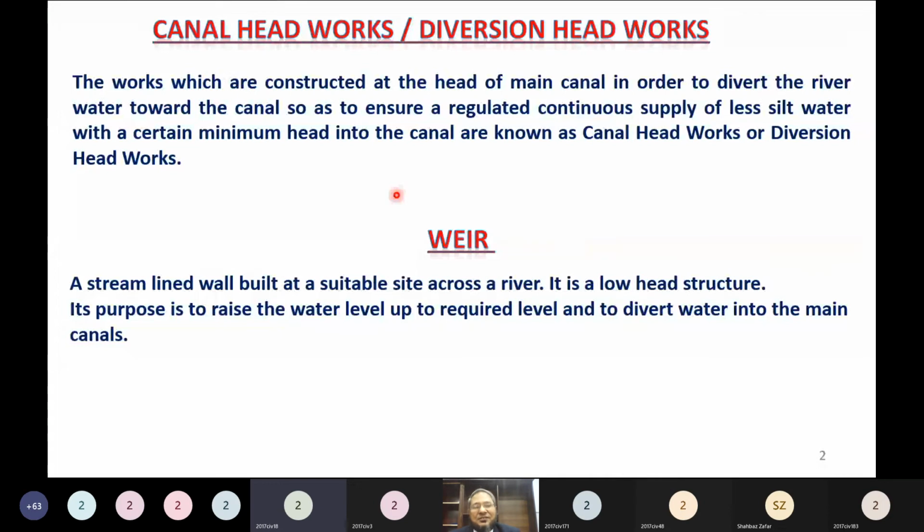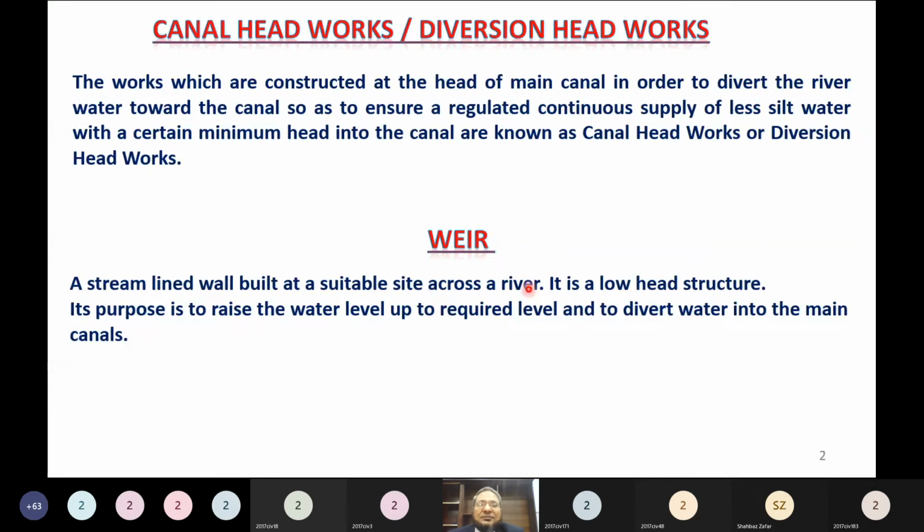May be a barrage. Now I can give you an example. There was Khanki headworks. Have you ever heard of Khanki? Khanki headworks is on River Chenab, and that headwork was reconstructed very recently, and its name is now Khanki Barrage. Previously, it was not a barrage. It was only a headwork.